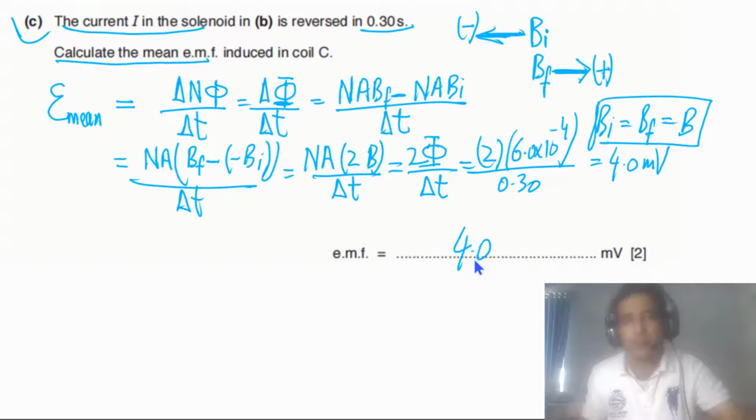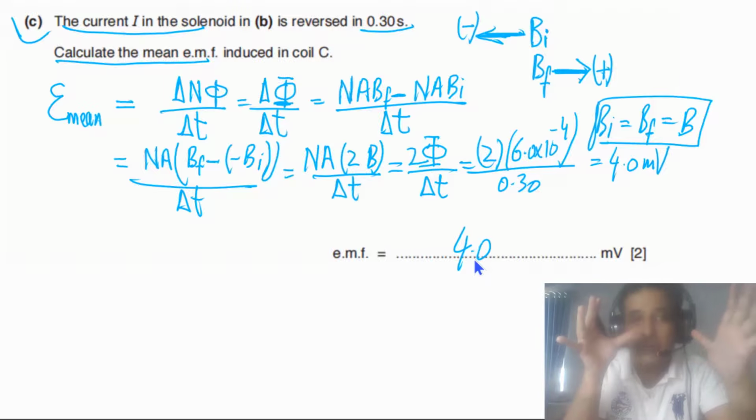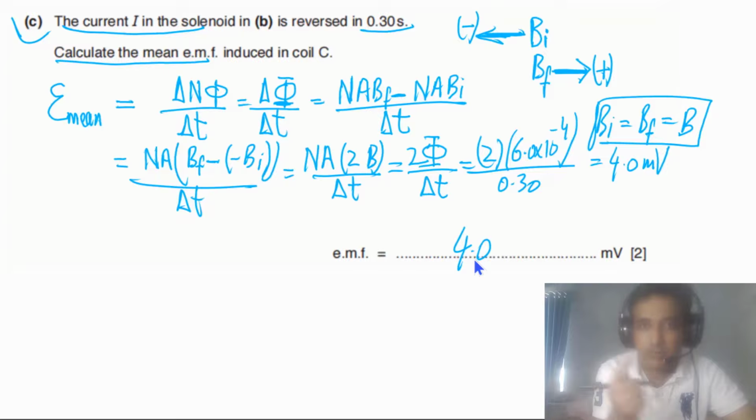So, beautiful question. You need to understand why we multiply by 2. In this case the direction of current is changing, so it means the direction of magnetic field is changing. So the change is double, which means you have to multiply by 2. The changing magnetic flux linkage is double.